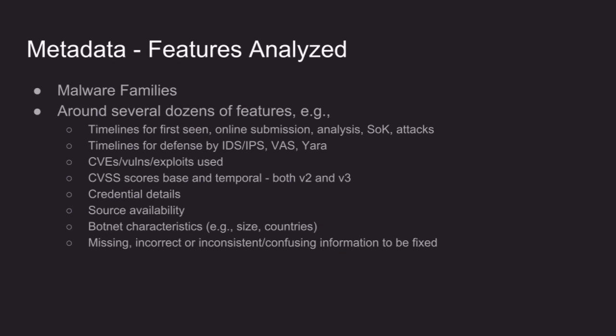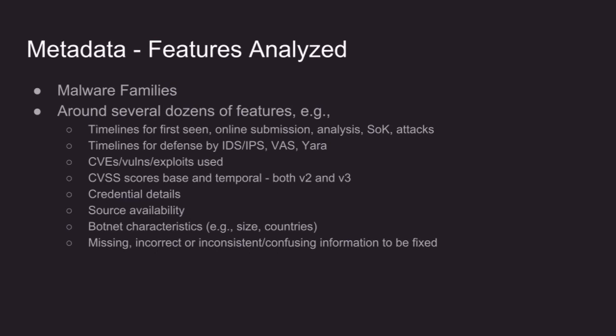Now, a bit about the metadata related to the malware families and to the vulnerabilities. Related to the malware families themselves, we started with a short list of features we wanted to collect, but then it started growing. So at the moment, we collect or try to analyze several dozen features. More importantly, we try to analyze the timelines of the first seen malware sample or first in-the-wild sample, the timelines of online submission to various engines such as VirusTotal, the timelines for analysis or systematization of knowledge or technical reports, and the timelines of attacks using that IoT malware. At the same time, we also collect information on timelines for defenses related to that IoT malware, such as IDS/IPS rules particularly tailored to it, YARA rules, or vulnerability assessment scripts and scanners.